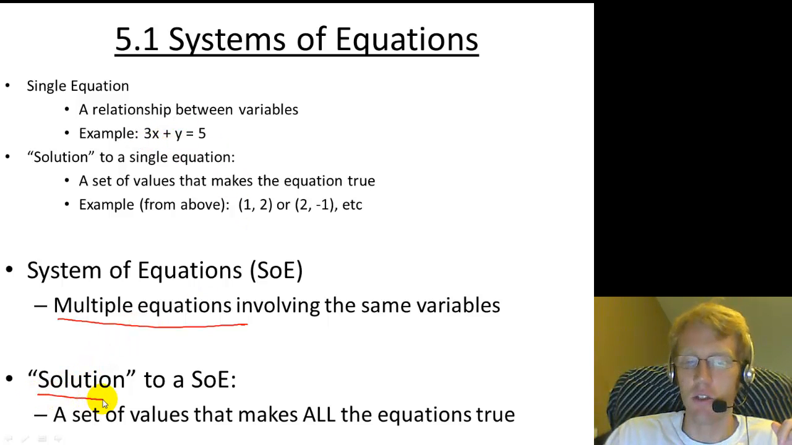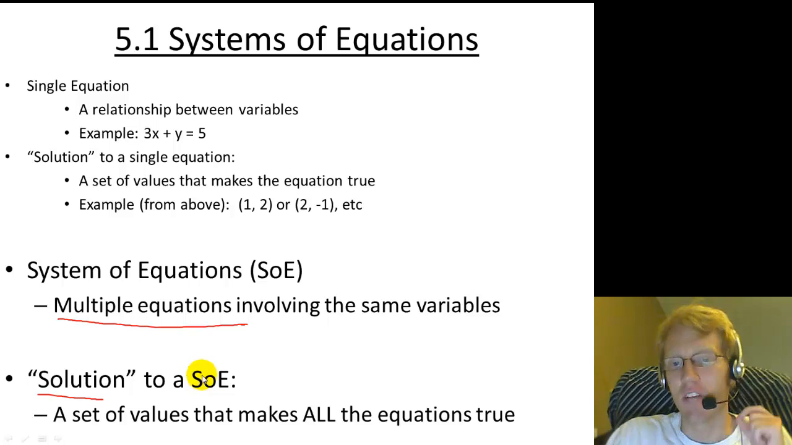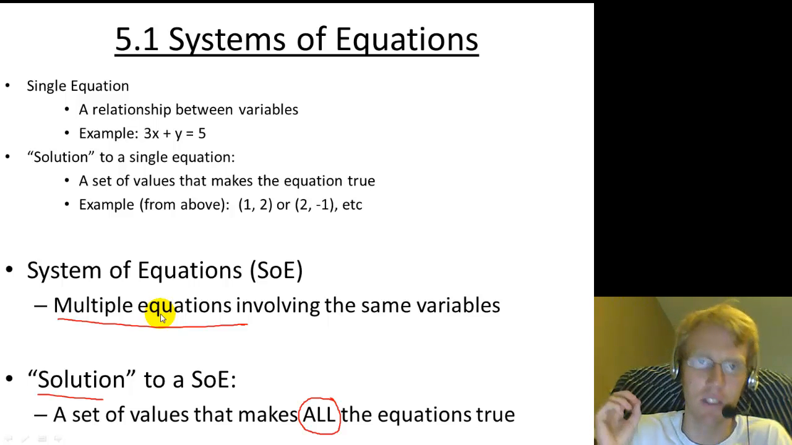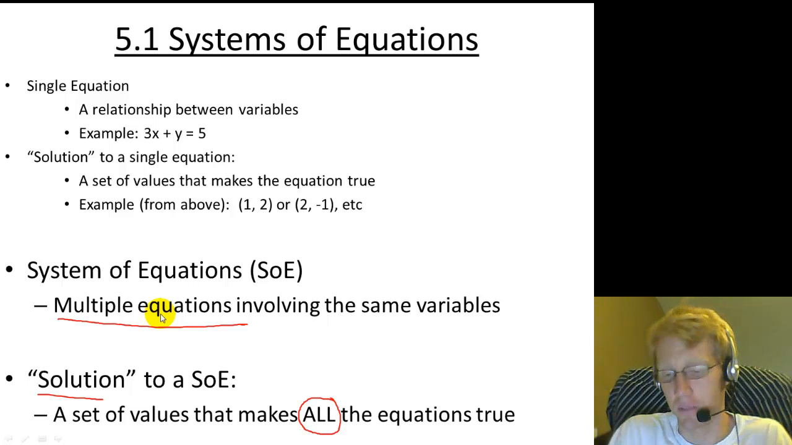And to get a solution to the entire system of equations, we'll abbreviate that SOE, you have to find a point, or more than one point depending on what kind of system you have, but you have to find a point that makes all of the equations true. So it has to be a solution to every single equation in your system in order to be a solution to the system. It has to be a solution to each of the equations within your system.